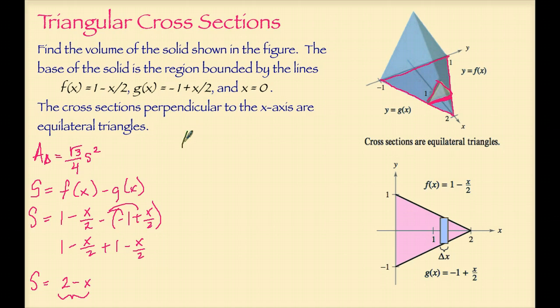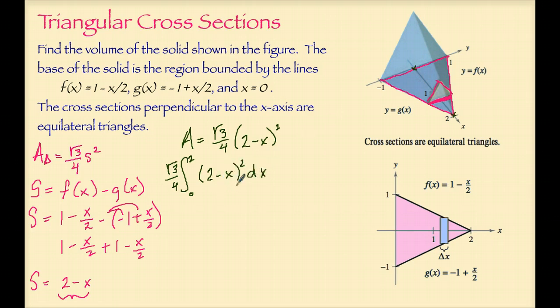Therefore, the area of our triangular cross-section will be square root of 3 over 4 times the length of our side squared. Now it's time to set up the integral. We're going to integrate an infinite number of these triangular cross-sections from 0 to 2 on the x-axis. I'm also going to place the constant square root of 3 over 4 on the outside of the integral. That means I have inside (2 minus x) quantity squared dx.